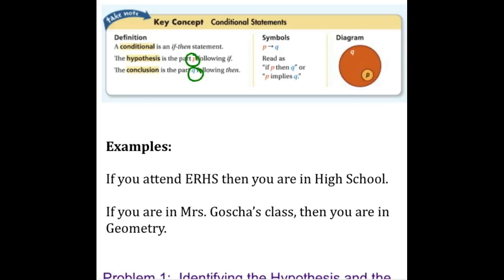In symbols, the way you would write a conditional if-then statement is you put P arrow Q. That reads as if P then Q, or P implies Q. Now we do have to recognize this as a Venn diagram. They're saying in the set of Q, there exists this P, and so if this P thing is true, because it's a subset of this entire other thing, then the other thing must also be true.